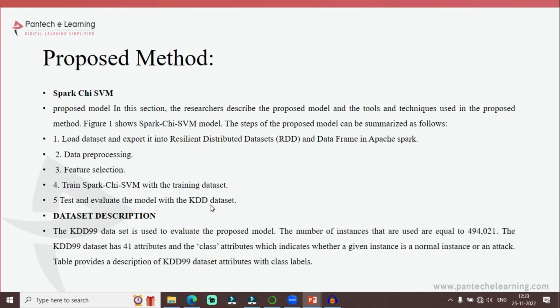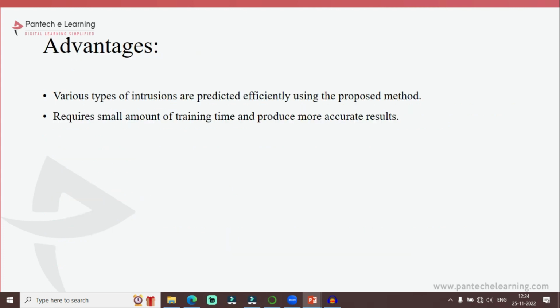In the proposed system, you can see I am collecting the data sets from various sources. Then I extract the features and go for different types of classifiers like the random forest classifier in order to predict the type of crimes. What are the advantages of my proposed system? Various types of intrusions are predicted efficiently using the proposed method. Clear with this? And it requires a small amount of training time and produces more accurate results.